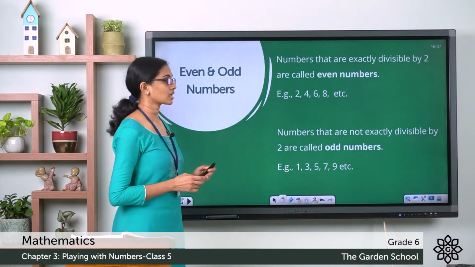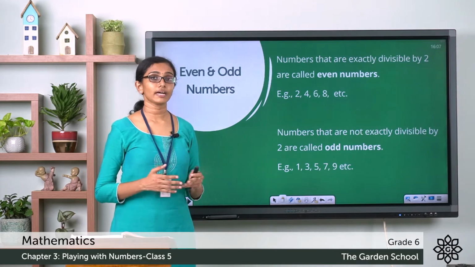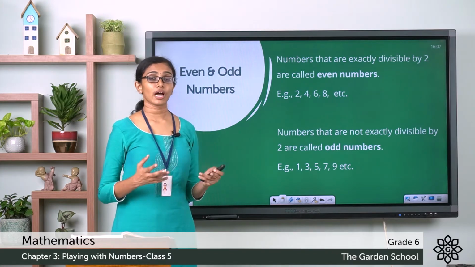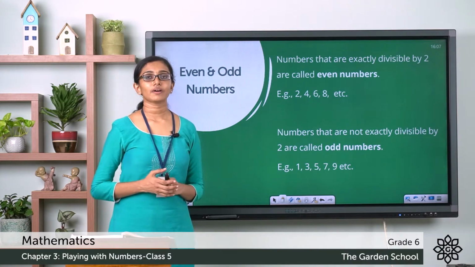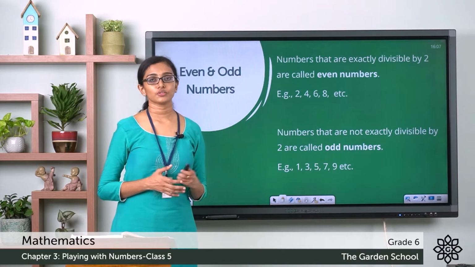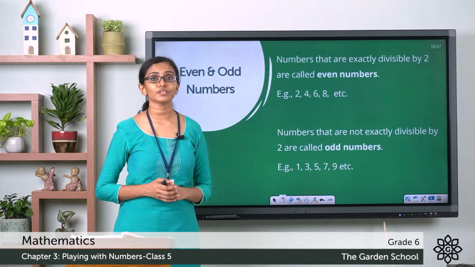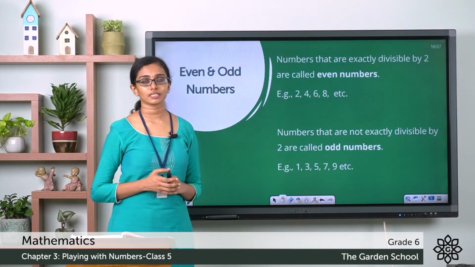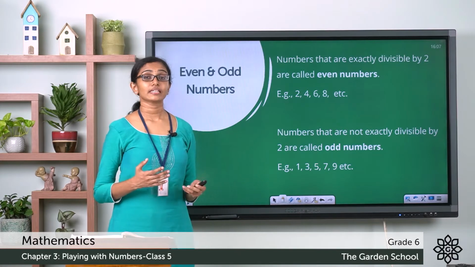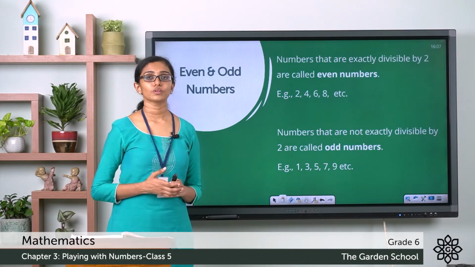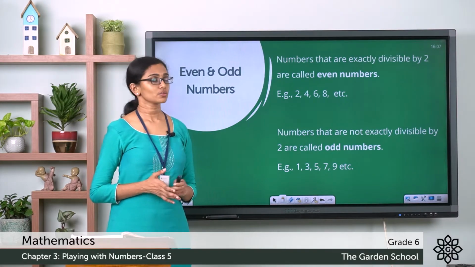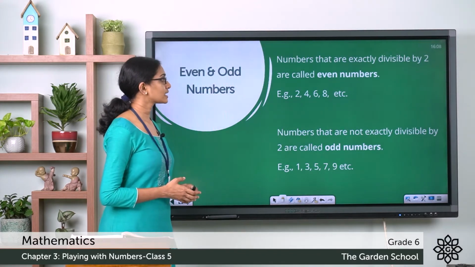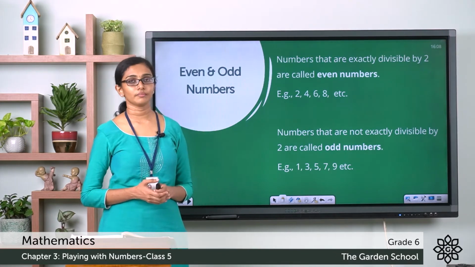Here are some examples. Take the number 2. You can divide 2 by 2 exactly. What about 4? If you have 4 flowers, you can divide them into 2 groups of 2 each. What if you have 6 flowers? You can divide them into 3 groups of 2 each. You can make pairs with it. You can exactly divide 6 by 2 without any remainder. Such numbers are called even numbers, numbers that are exactly divisible by 2.